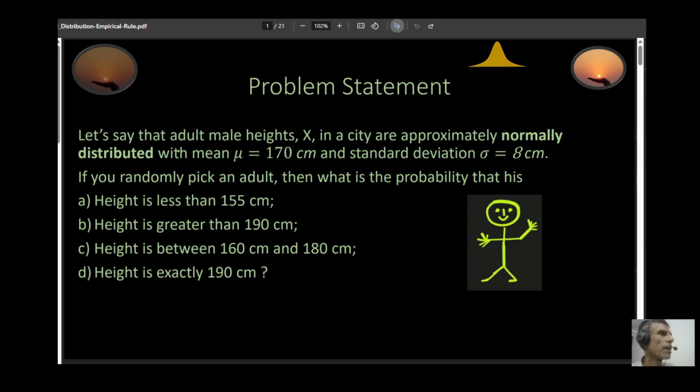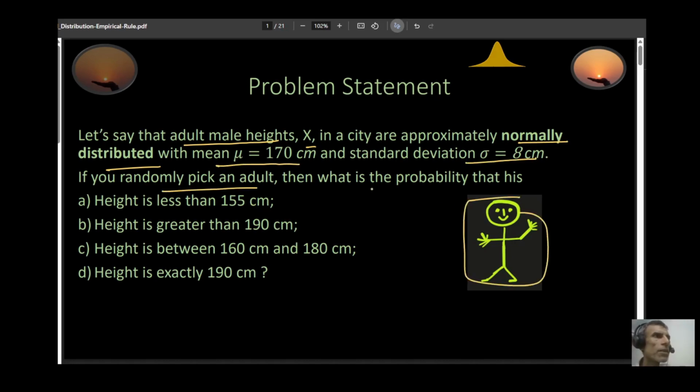Problem statement. Let's say that the adult male height x in a city is approximately normally distributed. Let's say this is given to you with the mean value as 170 centimeter and standard deviation of 8 centimeter. If you randomly pick an adult, you go to the city and you pick one guy, then what is the probability that his height is going to be less than 155 centimeter, greater than 190 centimeter, between 160 and 180 centimeter, and exactly 190 centimeter?